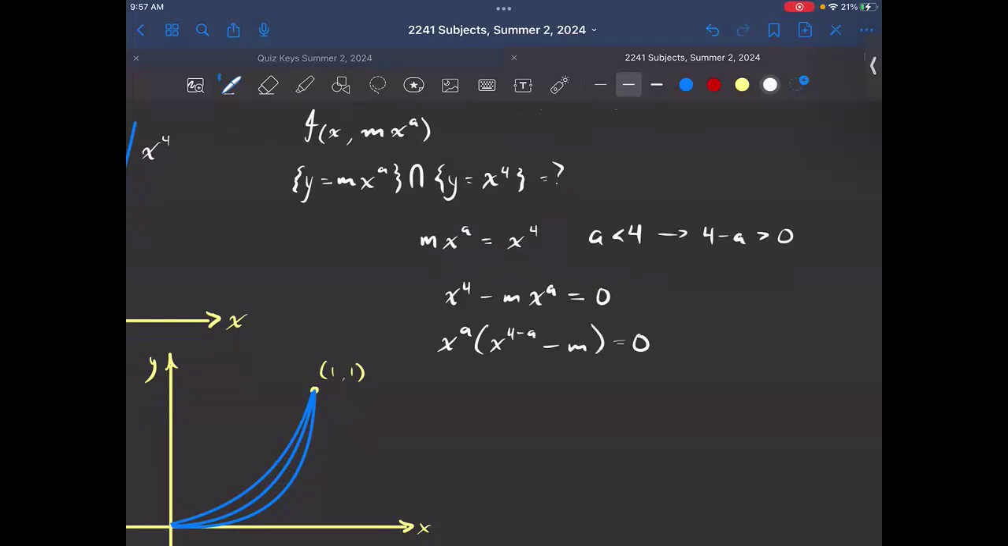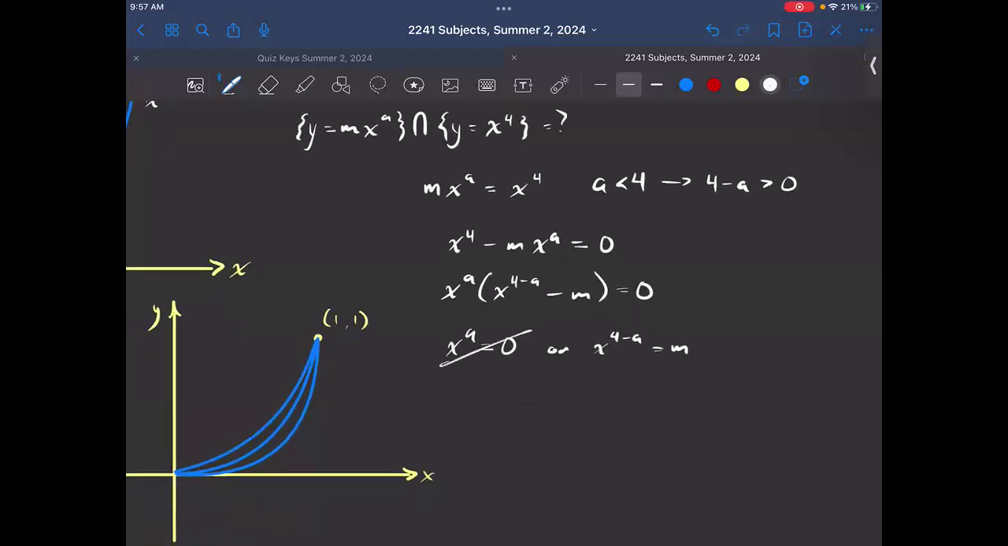And now that tells us that either x to the a equals 0 or x to the 4 minus a equals m. All right, so this one is the stupid case. That's this solution down here. And we want to know what the other intersection point is. So x equals m to the 1 over 4 minus a power. And so that's what happens if we take this cubic curve here in the middle and scale it down a little bit.